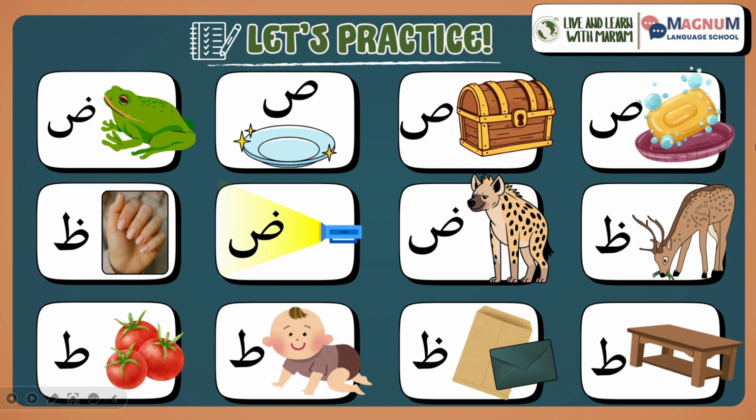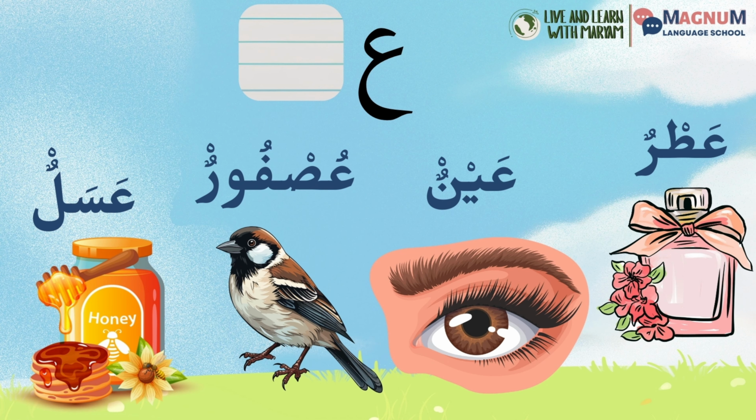Now, the next letter is Ayin. How to pronounce this letter? Ayin. Ayin for atrun. Atrun means perfume. Ayin for ainun. Ainun means eye. Ayin for asfurun. Asfurun means sparrow. Ayin for asalun. Asalun means honey.